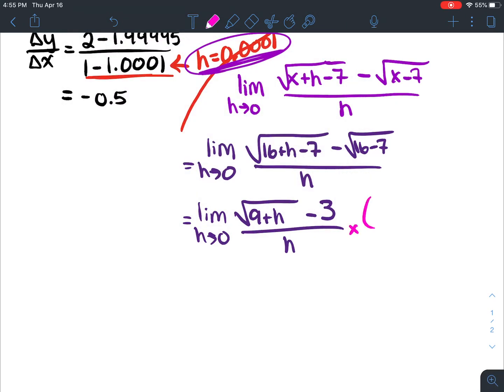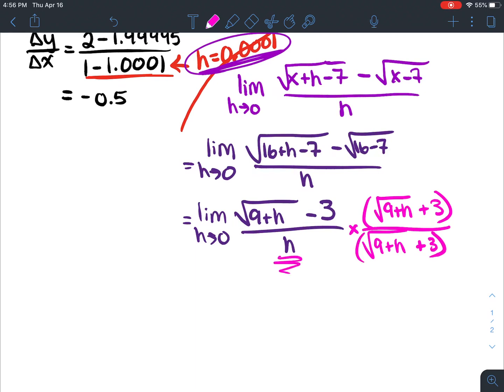So we multiply the top by root 9 plus h plus 3, and we multiply the bottom by root 9 plus h plus 3. That's because we can't leave that h on the bottom, since we want to eventually sub in 0, but right now we can't because then the denominator will be 0. Often when you have a square root, you can create a difference of squares that actually gets rid of the square root on the top, and it ends up simplifying everything really nicely.